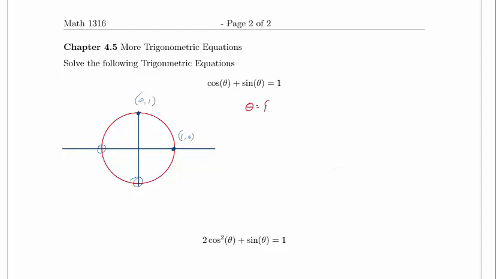Theta equals 0 plus 2 pi n, and then it equals pi over 2 plus 2 pi n, which we can write more simply as 2 pi times n and pi over 2 plus 2 pi n. And again, this is for all values of n that are in the set of integers.